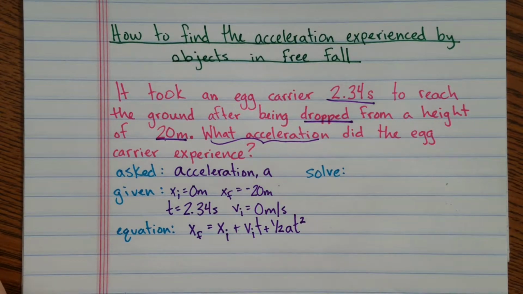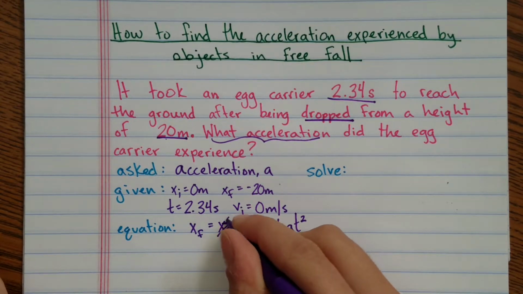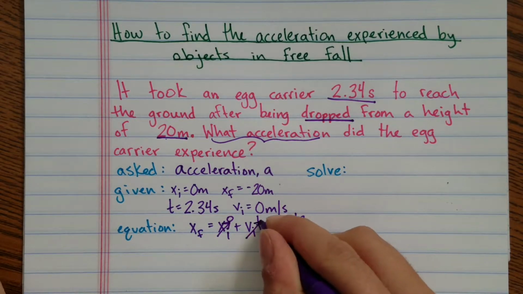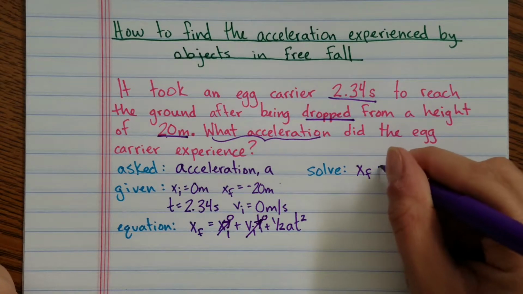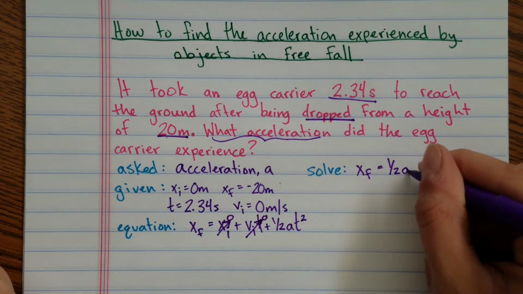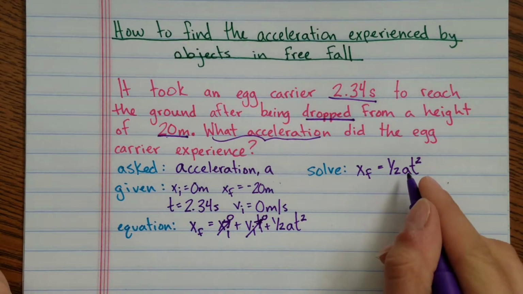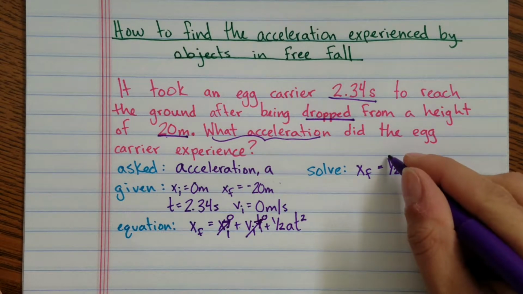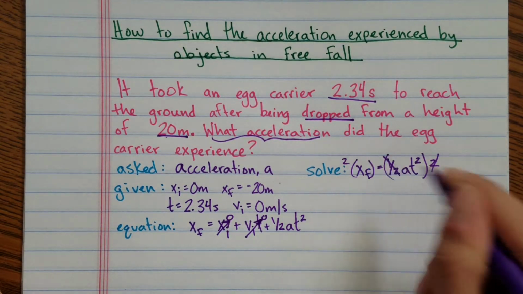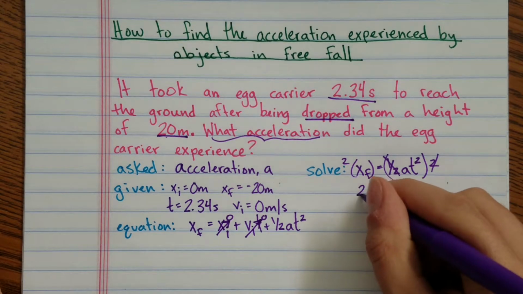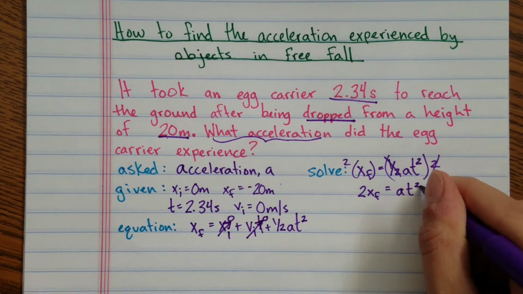Before I solve, I'm going to look for anything I can cancel out, anything that's 0, like my initial position and my initial velocity, and anything times 0 is 0. So the equation we are solving with ends up being this one, 1/2 a t squared. I'm looking for a, so I'm going to do some rearranging of my equation. I'm going to start by multiplying both sides by 2 to cancel the 1/2. So I have 2 times the final position equals a t squared.